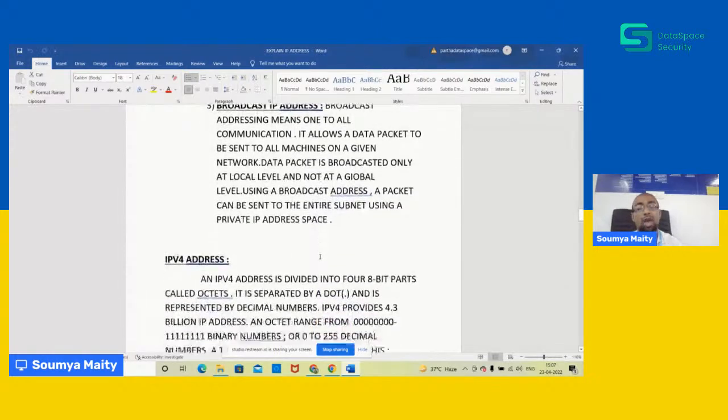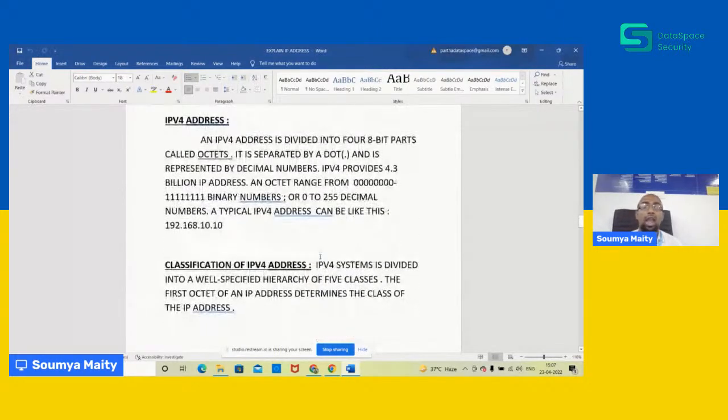Next, we'll discuss IPv4 address. The full form of IPv4 is Internet Protocol version 4. An IPv4 address is divided into 8-bit parts, so-called octets. Let's do an example.